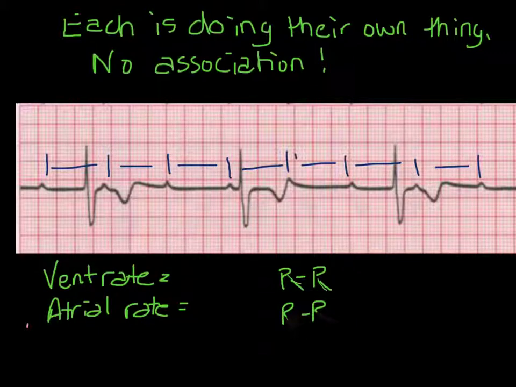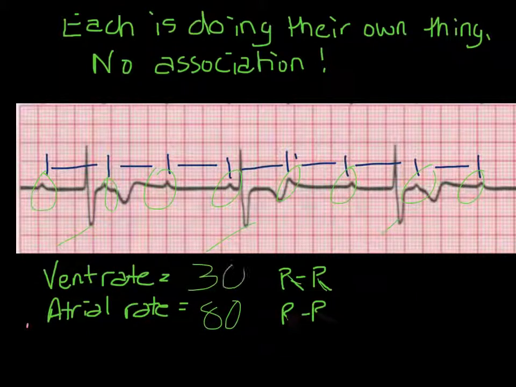So here we have them. And we have 1, 2, 3, 4, 5, 6, 7, 8. So our atrial rate, or our P to P, is going to be 80. Our ventricular rate, 1, 2, 3, is much slower. So our R to R is a whole lot slower. And again, remember, there's absolutely no association going on here.